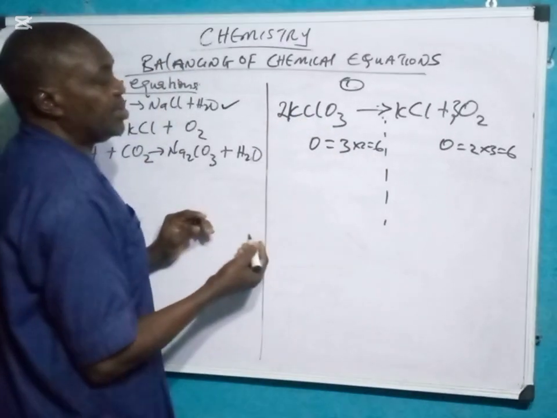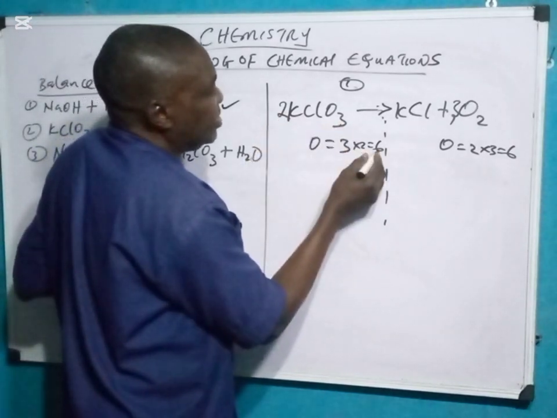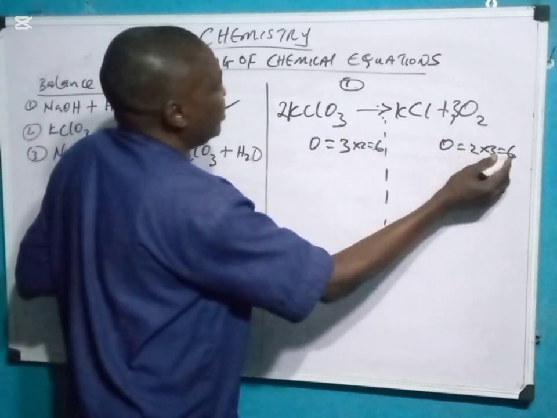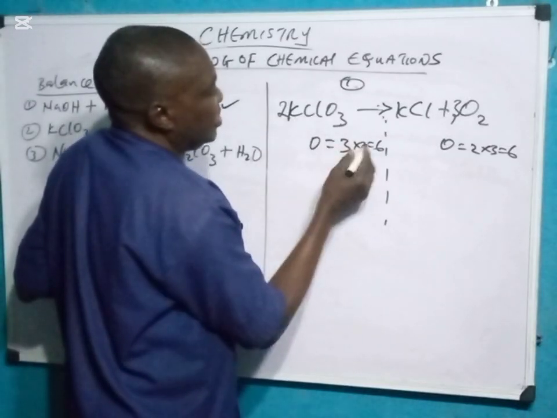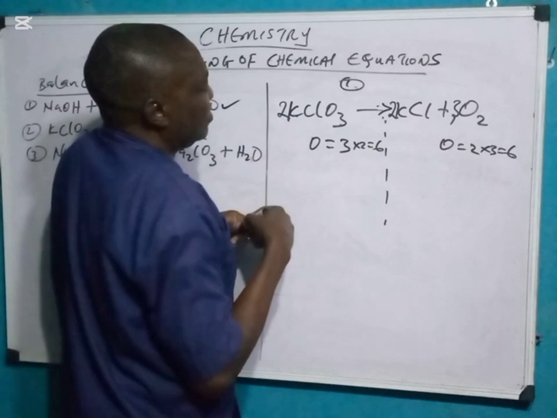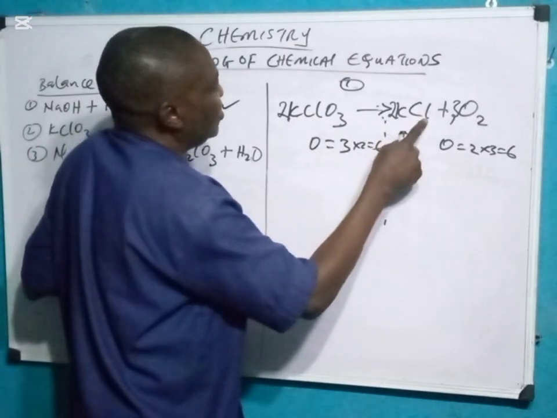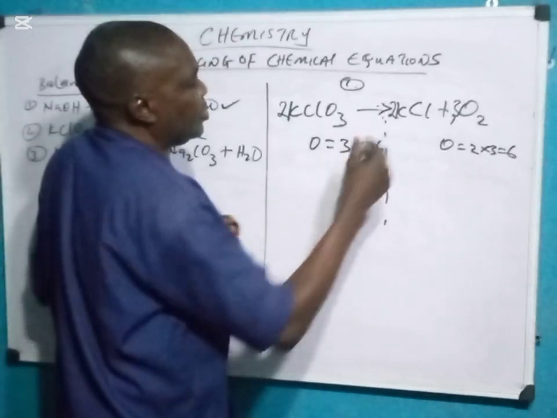So let's see whether what you did is correct. So this is oxygen. 2 times 3 is 6 oxygen. Here, 2 potassium. Therefore, you must introduce potassium 2 here. 2 potassium, 2 potassium as well. Chlorine is 2 here. Chlorine is 2. Oxygen is 6. So this equation is balanced.